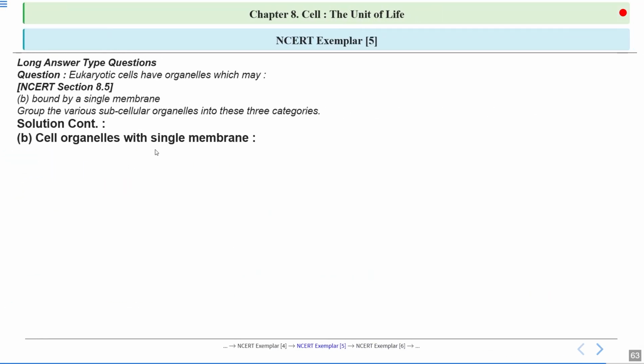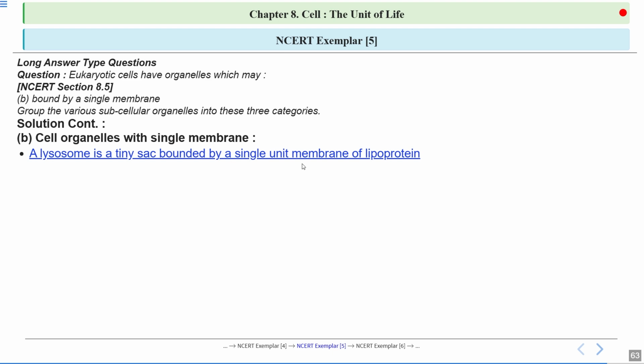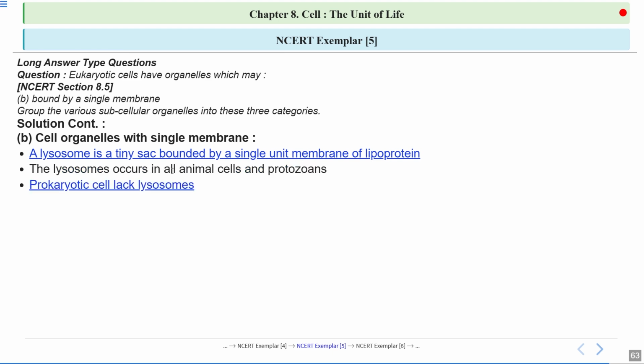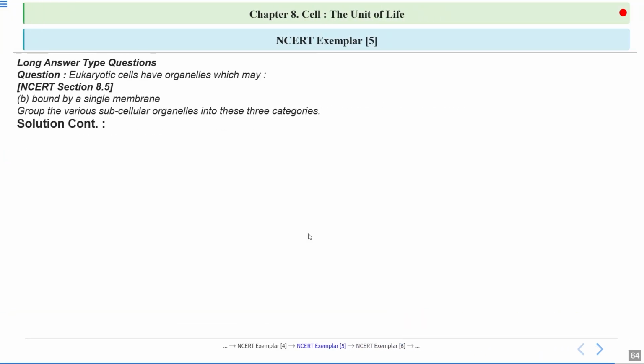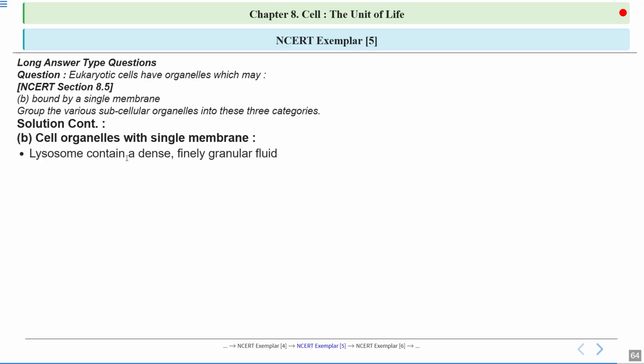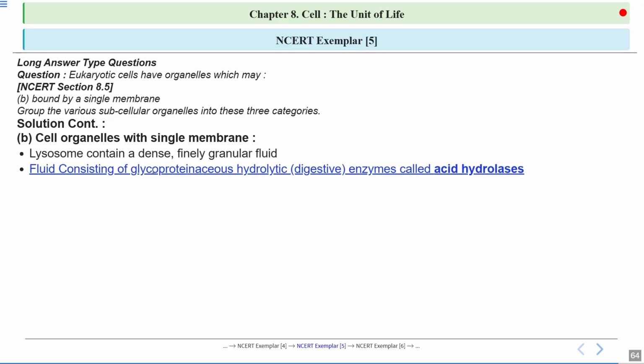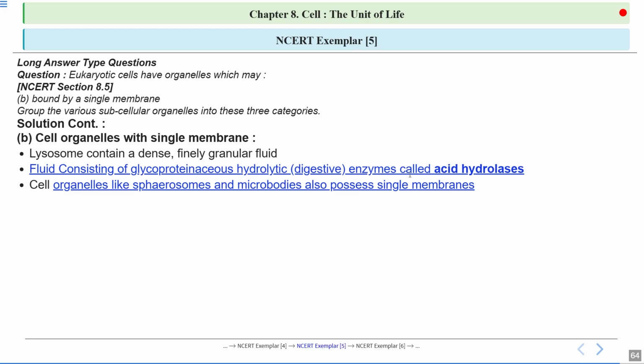Okay, cell organelles with a single membrane. So lysosomes have a single membrane around them. Lysosomes occur in animal cells and protozoans also. Prokaryotic cells lack lysosomes. Remember this. The number of lysosomes varies with the cell type. Lysosomes consist of hydrolytic enzymes. Now, cell organelles like spherosomes and microbodies also possess single membranes. Clear? So we have lysosomes, spherosomes, and microbodies. Within microbodies are peroxisomes and glyoxysomes.